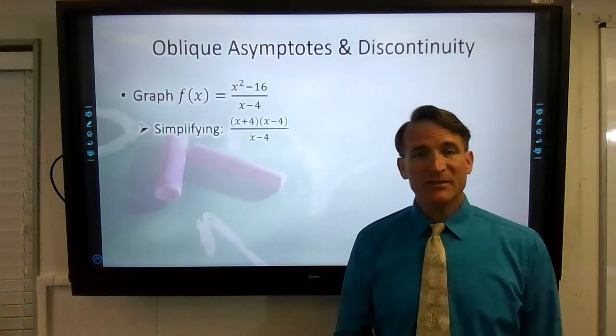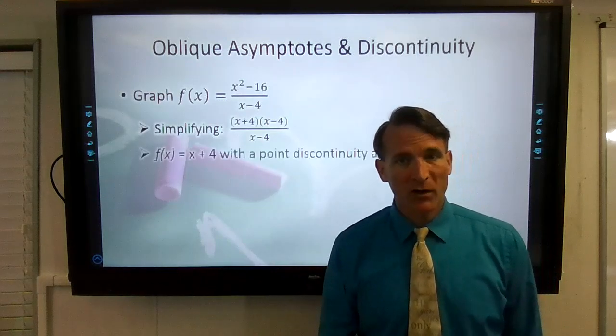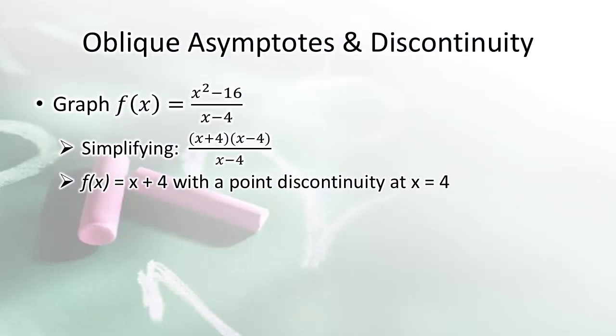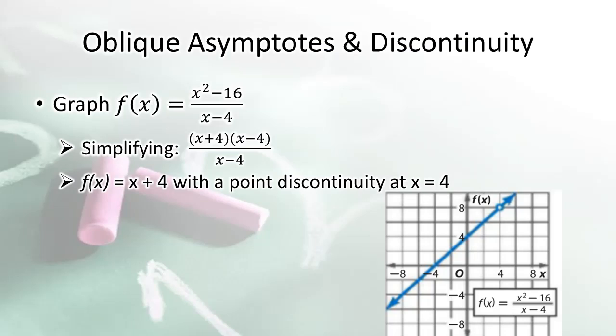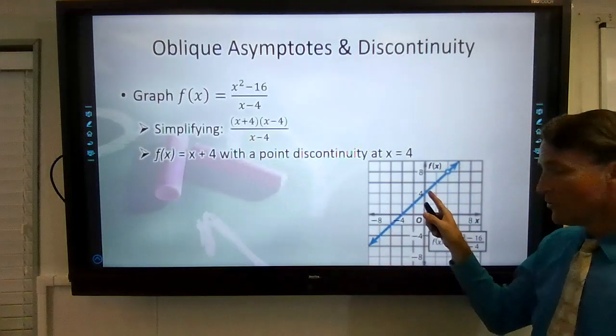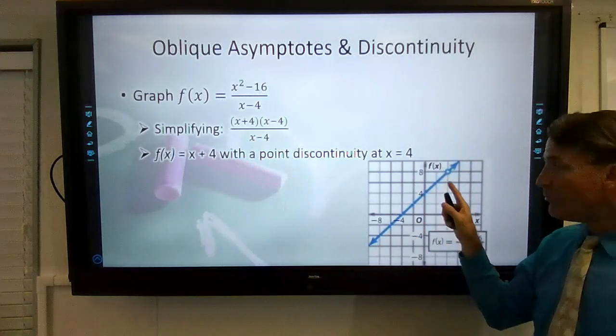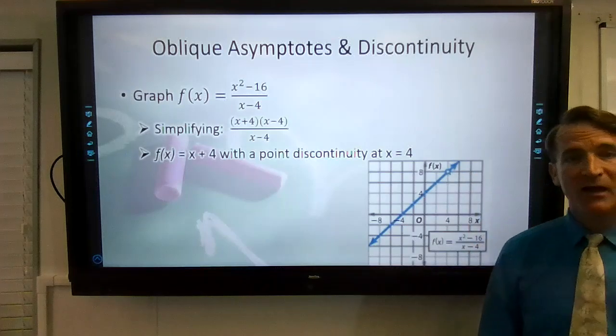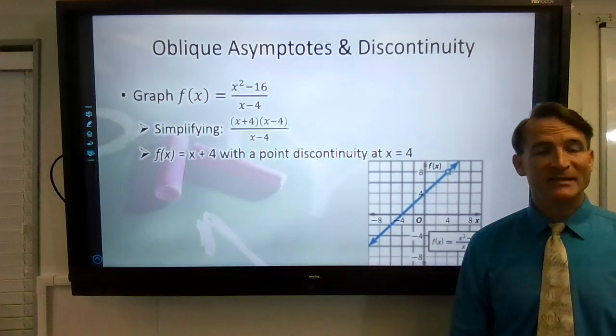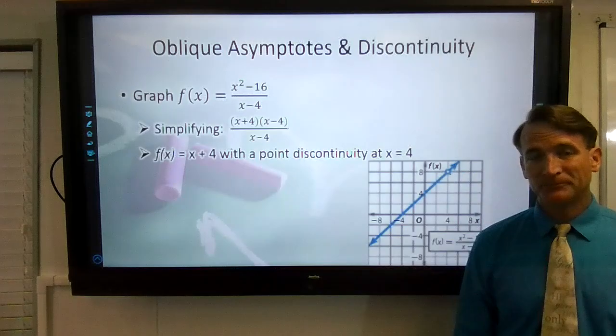So that means if I graph x plus 4, I will get the graph of what I need with a discontinuity point at x equal to 4. So it's going to look something like this. It's basically the x plus 4, where I'm going through positive 4 on my y. I have a slope of 1. But I have a point of discontinuity there where x is equal to 4.